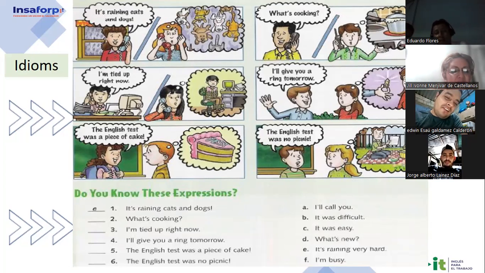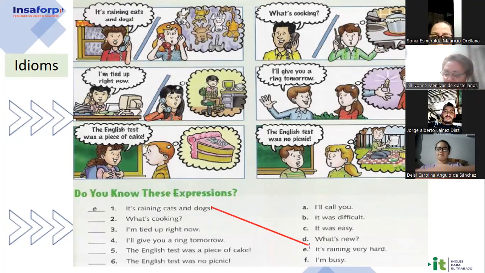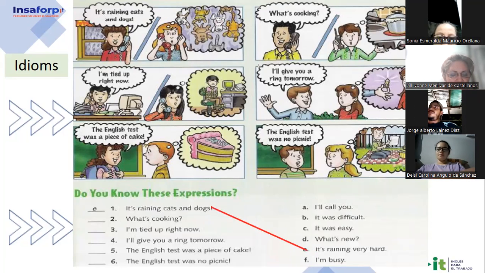Look, number one, it's raining cats and dogs. So when you say that it's raining cats and dogs, you're saying that it's raining very hard, right? What's cooking? What's cooking means what's new? Hey, Jorge, what's cooking? Esmeralda, what's cooking? So what's new? ¿Qué hay de nuevo? What's cooking, right? It's the same.